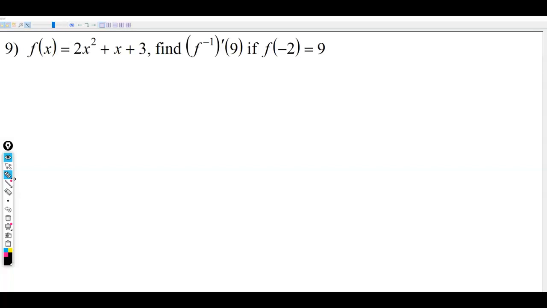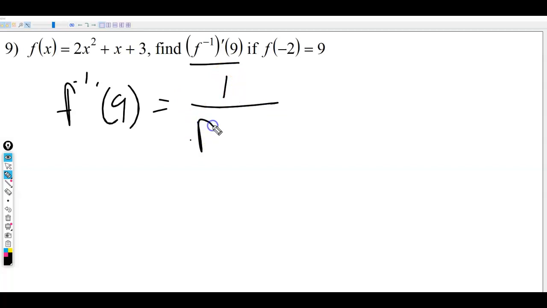So here's the deal. They want us to find f inverse prime of 9. Now there's a formula for that. F inverse prime of 9 has a formula. The formula for any inverse function derivative is going to be 1 over f prime of f inverse of whatever your input is. In this case, it's 9. Okay? So there's that.